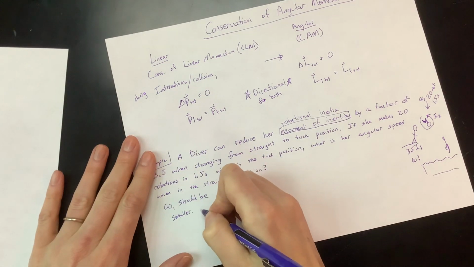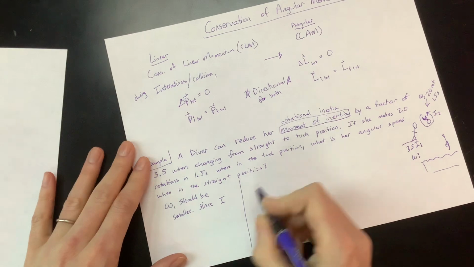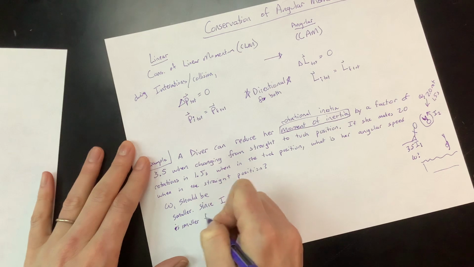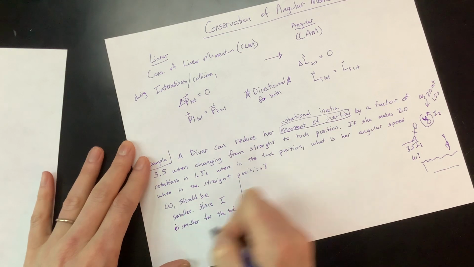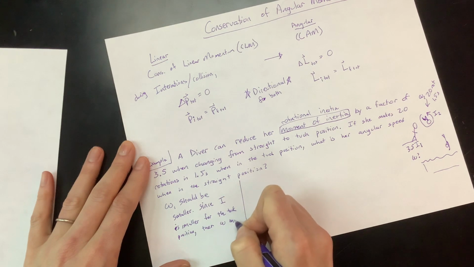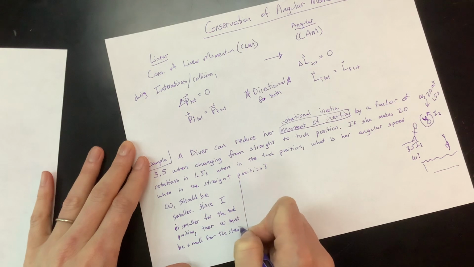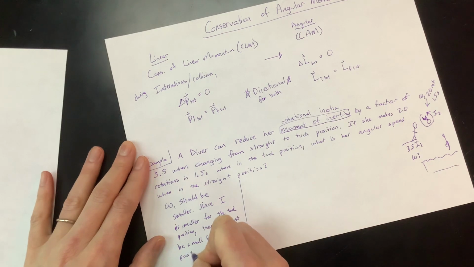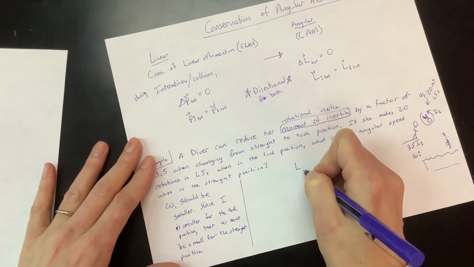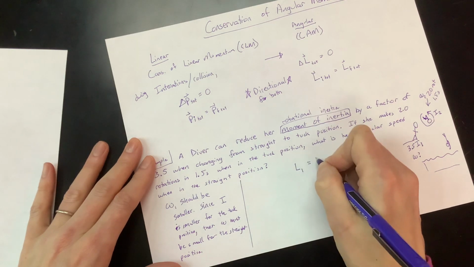Okay. So since the rotational inertia is smaller for the tuck position, then omega must be smaller for the straight position. Okay, so now let's see if we can't show that. Okay, so we'll use this form here. So the total is what's going to stay the same. So let's go with 1 and 2.